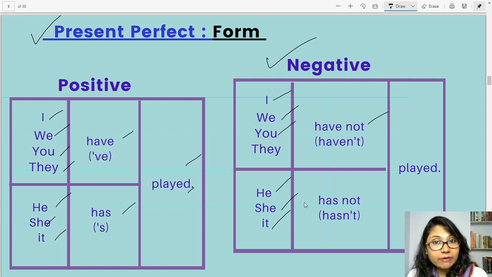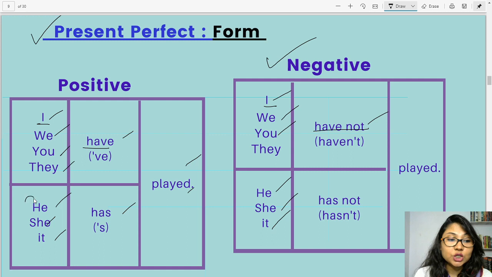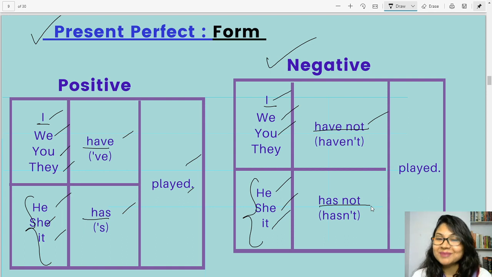Children, please be careful with the singular and plural. Whenever you say I, even though it is singular, you use have or have not. And whenever you are going to use he, she, it, that is the singular, it must be has not. Okay? Great. Now let's move on to the question form, shall we?